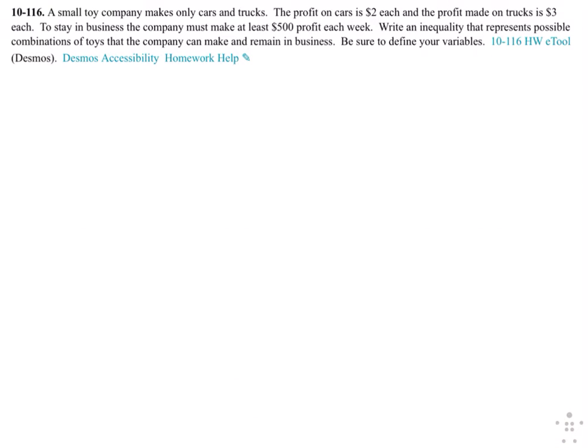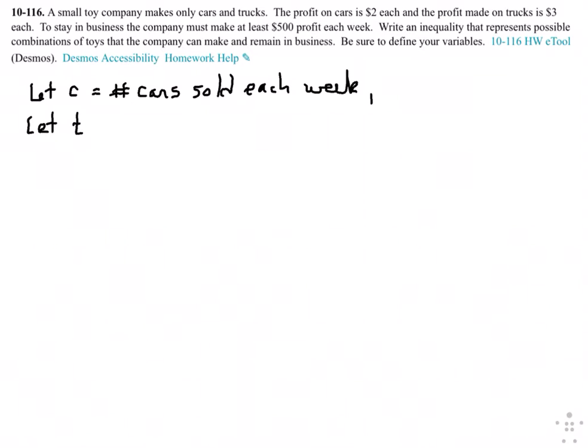Okay, 116, they want us to just write an inequality, not even anything else. So first, let's say let C equal the number of cars sold each week. And you have to put each week, right, because that's part of the question. And let T equal the number of trucks, toy trucks, right, sold each week.